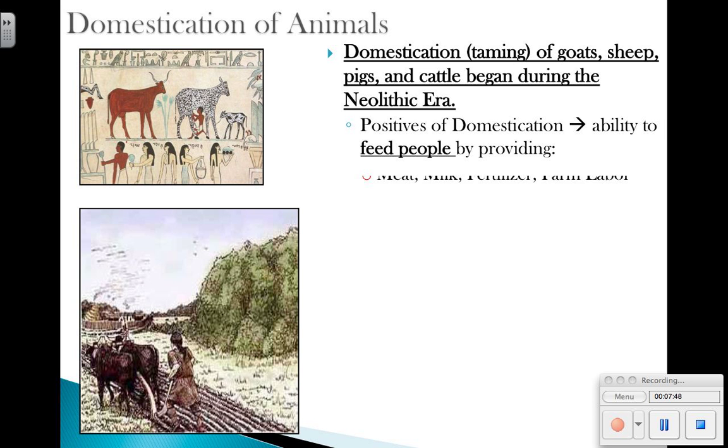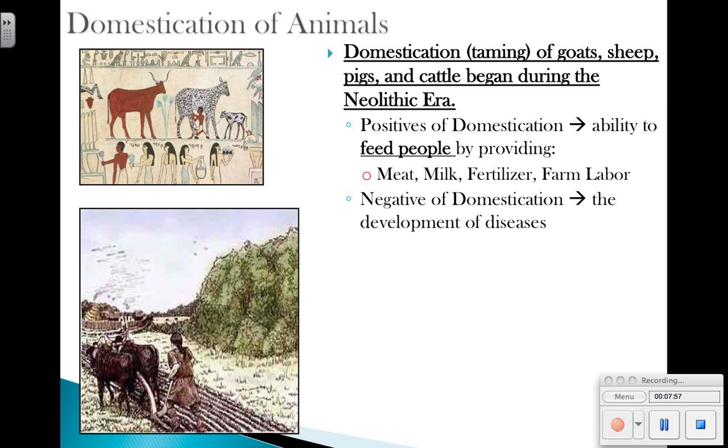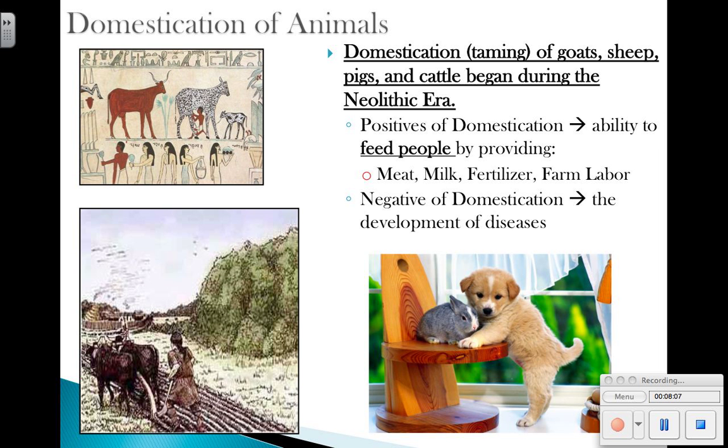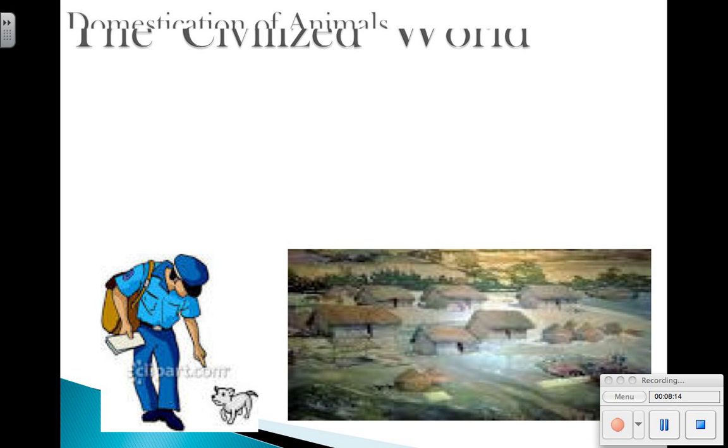Main positive of domestication was the ability to feed people by providing things like milk, meat, fertilizer, farm labor. Notice in the bottom picture, those cattle are pulling a plow, helping the farmer. Negative, though, is it introduced diseases because of the close proximity to animals. Remember, domestication is still something we have today. Your cats and dogs, they're domesticated, or I guess bunnies like in that picture. This all in total is going to lead to the civilized world.